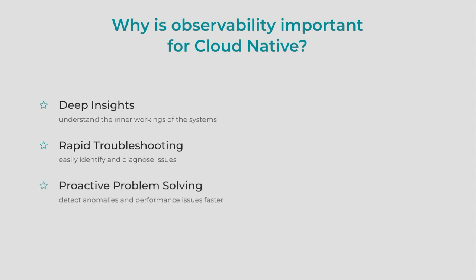And then you have proactive problem solving. With observability, teams can detect anomalies and performance degradation before they actually impact users. And that's the whole point of observability. You can understand your system and you don't have to wait for users to start reporting issues. That way you can be proactive and resolve potential issues before they become issues for your users.